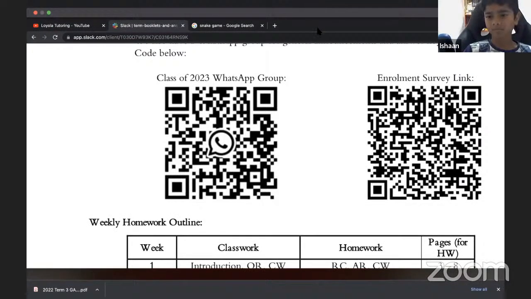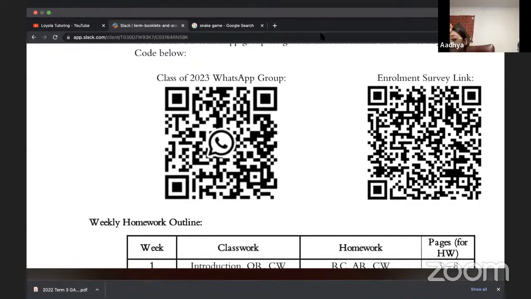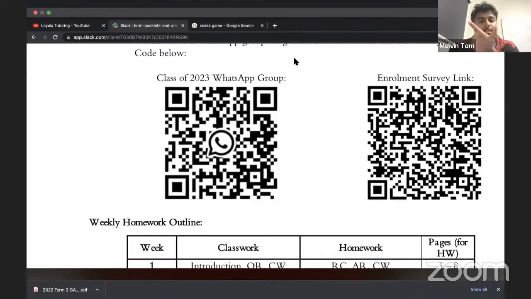The first time you break the rule, the first time you are disturbing the class and you're talking a lot, or you don't do your homework, we will send a letter home. The second time you do it, we will ask you to not come to the following week's class. The third time you do it, we'll ask you to stop coming to Loyola.